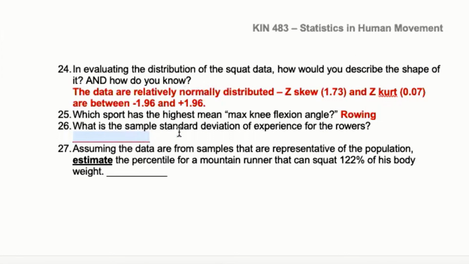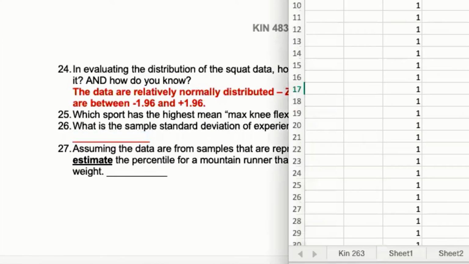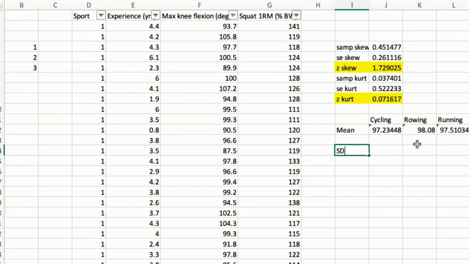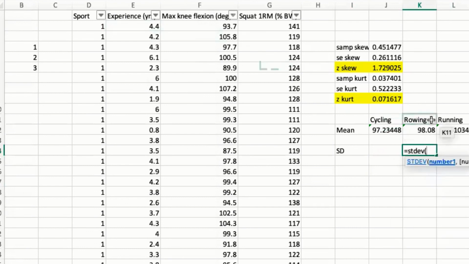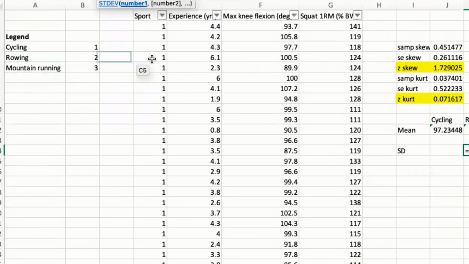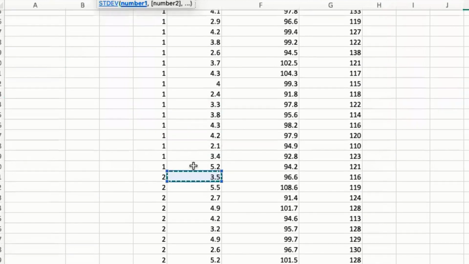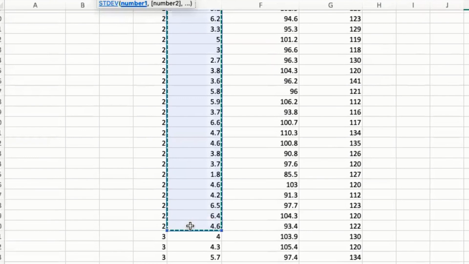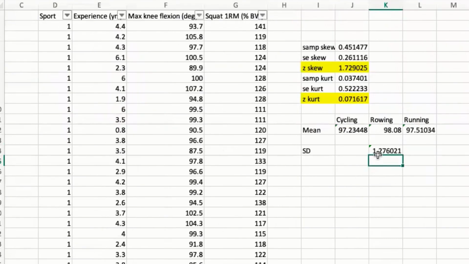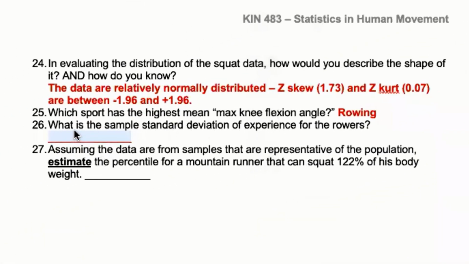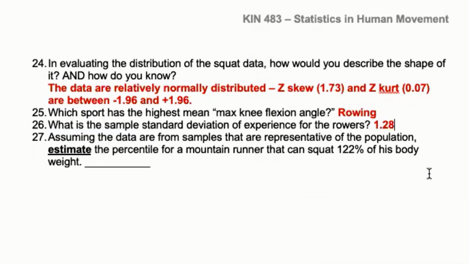Okay. What is the sample standard deviation of experience for rowers? So for standard deviation, I'm just going to do this in line with the rowing column. We're looking at experience. Rowers are a data value of 2. So I'll only take the standard deviation of experience values with a data label of 2. Right, and then my sample standard deviation is 1.28. If you wanted to add the units, you can. Not necessary though. Questions on that one?